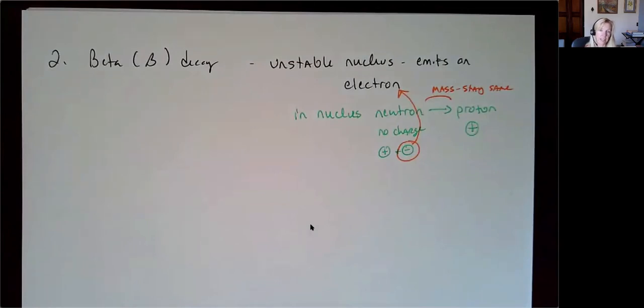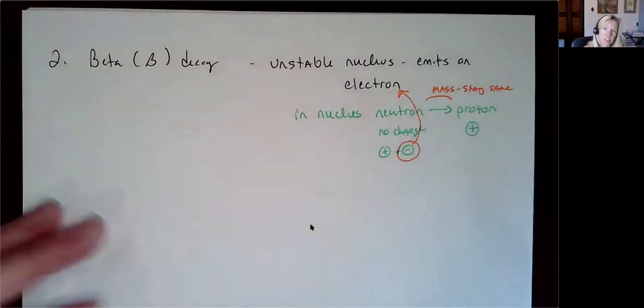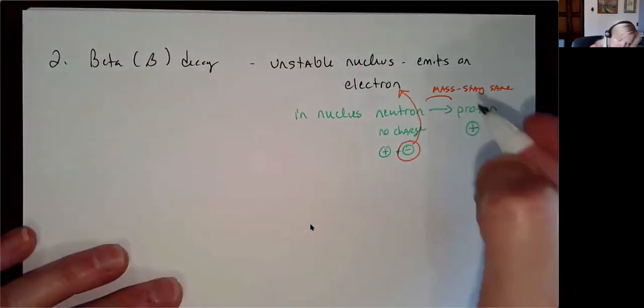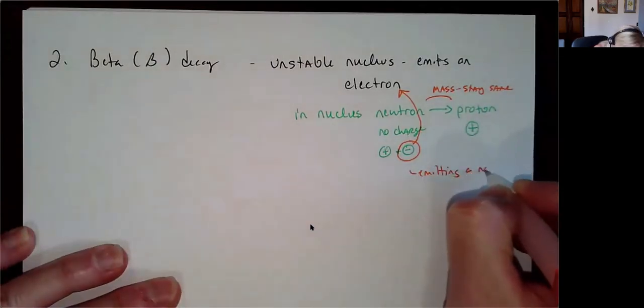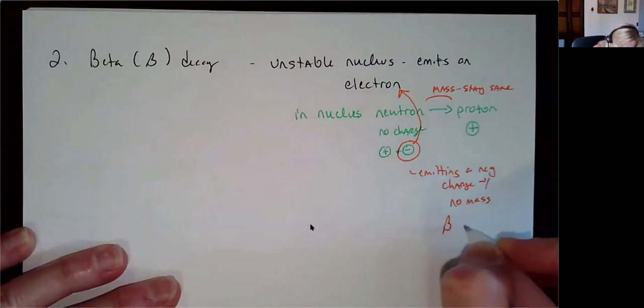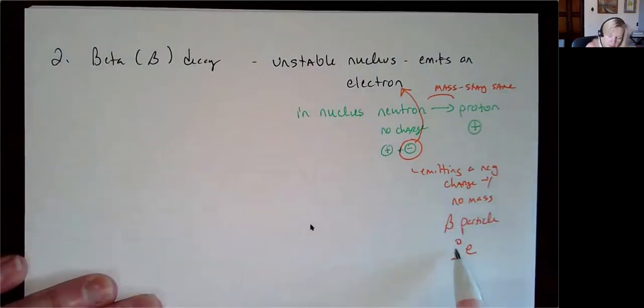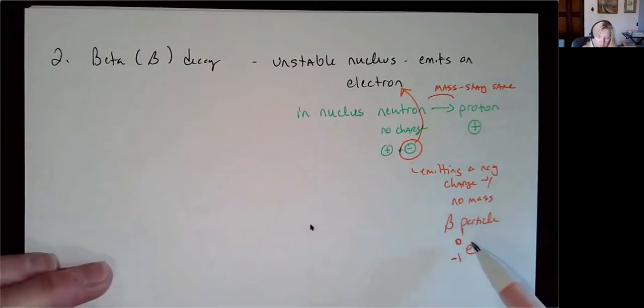The only thing that's happening is it's going from a neutral charge to a positive charge. This electron, or this negative charge that's being emitted, has no mass. So I'm emitting a negative charge with no mass. That is a beta particle. Our symbol for a beta particle is 0 -1 e. This 0 means that nothing is changing in the mass.